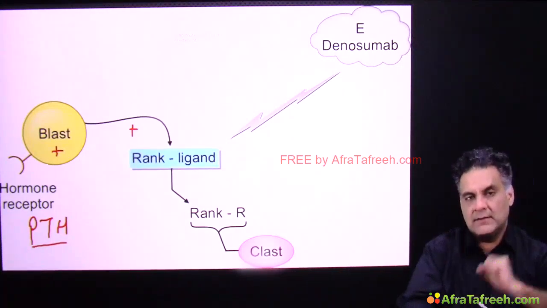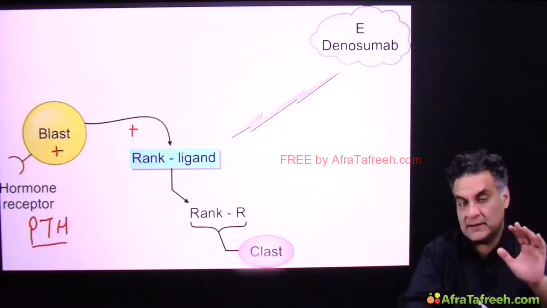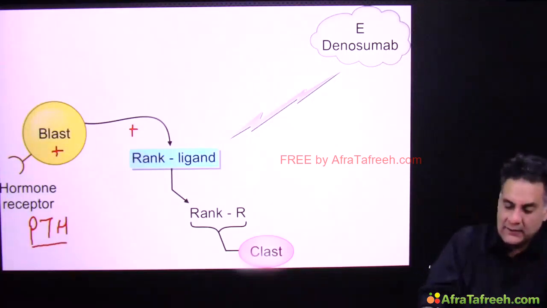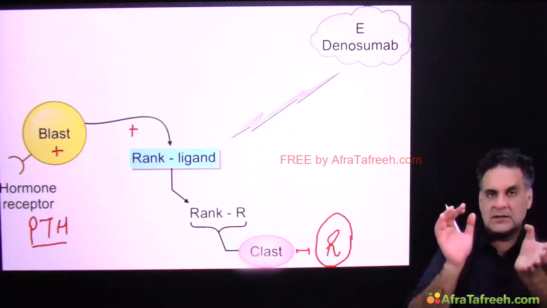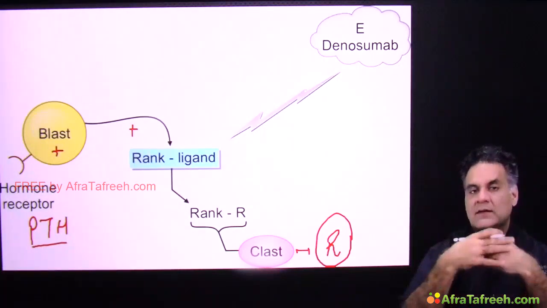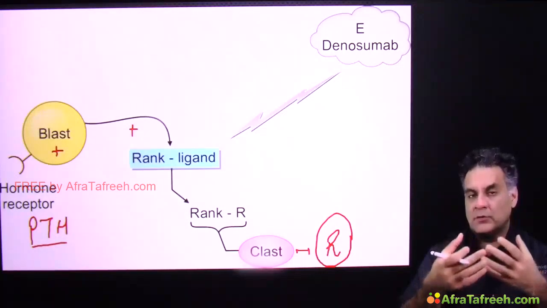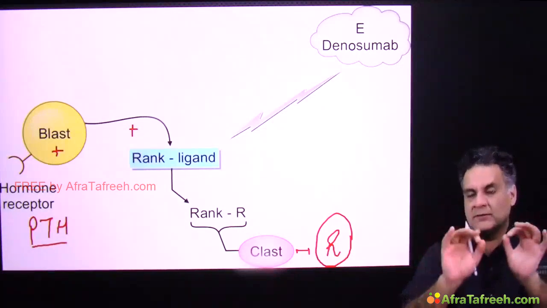Question number 1. PTH receptors are present on osteoblast. Question number 2. Rank ligand is released by which cell? Osteoblast. This rank ligand will go and attach to the rank receptor on the osteoclast and will stimulate it to cause remodeling. Remodeling means a balance of resorption and formation of bone, to renovate the bone, to reform the bone, to preserve the quality of the bone, maintain the homeostasis of the bone.